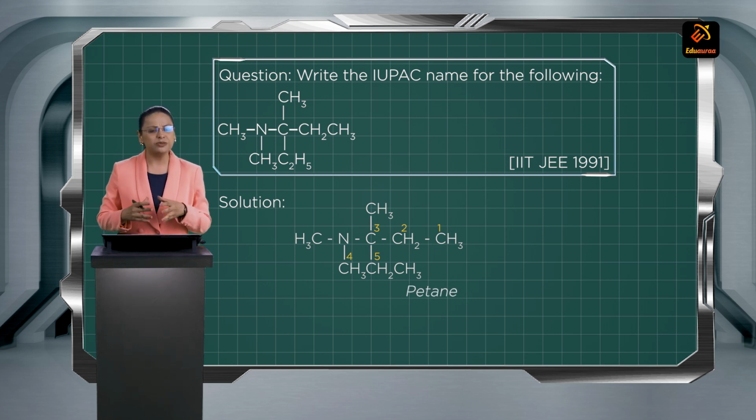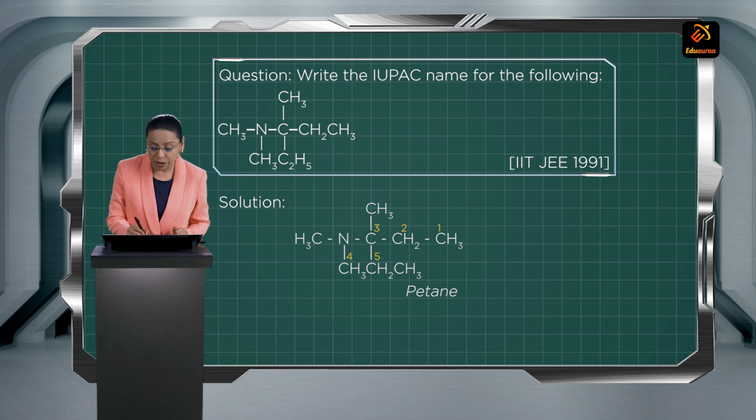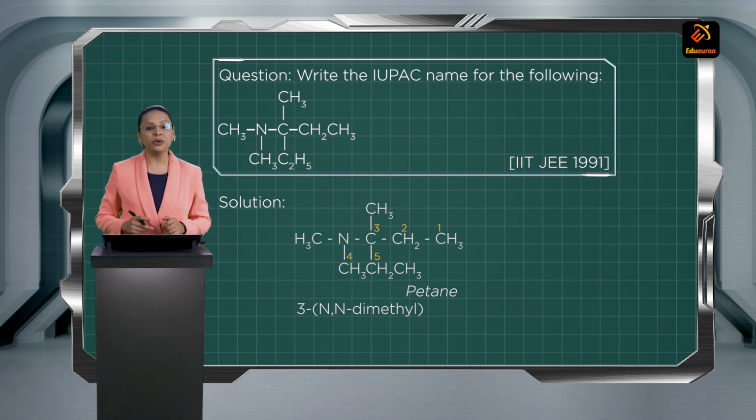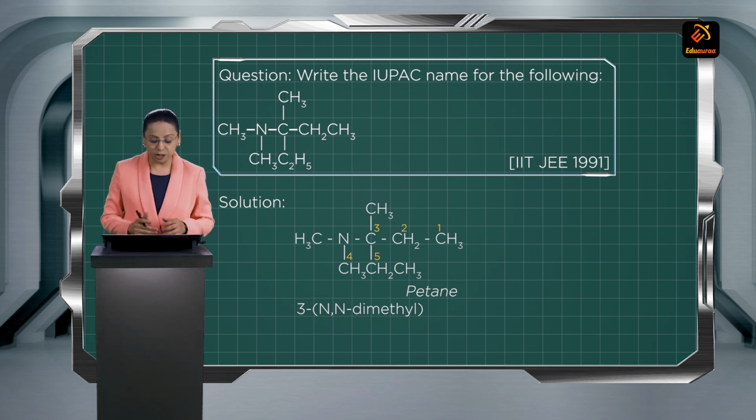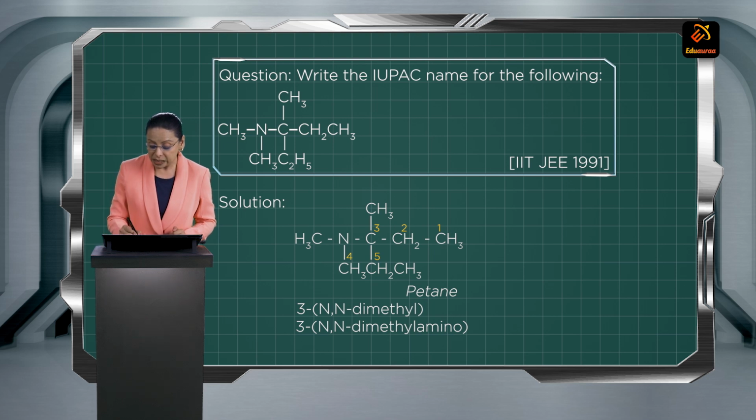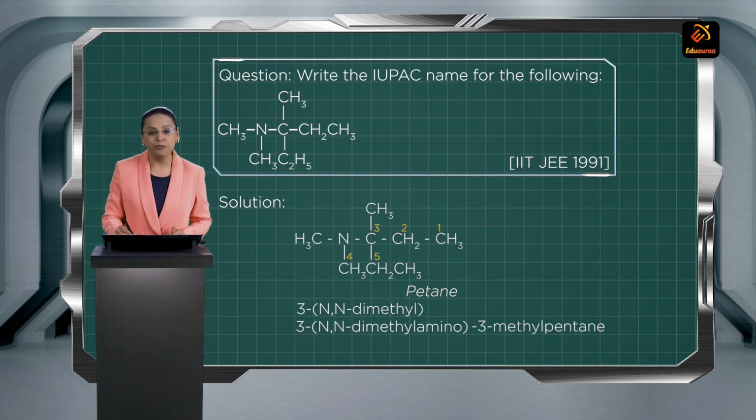Are there any substituents which are present here? Yes. At the 3rd carbon, I am having N,N-dimethyl. And also at the 3rd carbon, I am having another methyl group present. So the name is going to be 3 dash, then bracket, N comma N dash dimethyl. Is there anything else that I need to add? Yes, because of nitrogen which is present here, it will be called N,N-dimethylamino. So it will be 3-(N,N-dimethylamino)-3-methylpentane. This will be the final name of the compound.